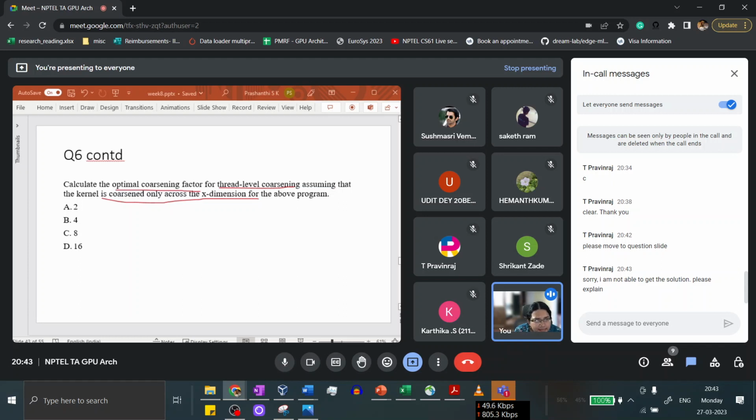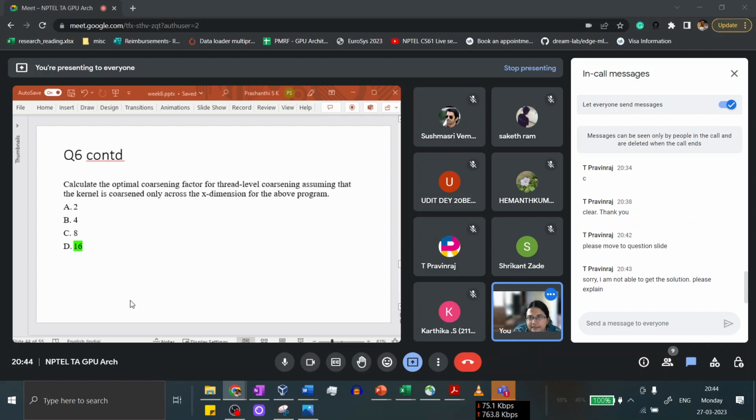Okay, does anyone need more time to solve this or shall we look at the solution? Okay, if you don't want more time, we can go ahead to the solution. So it is 16, option D.